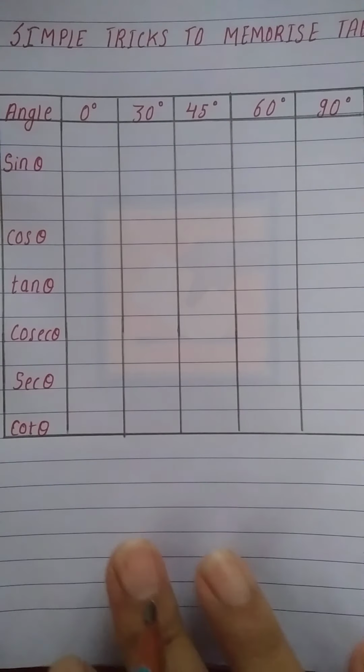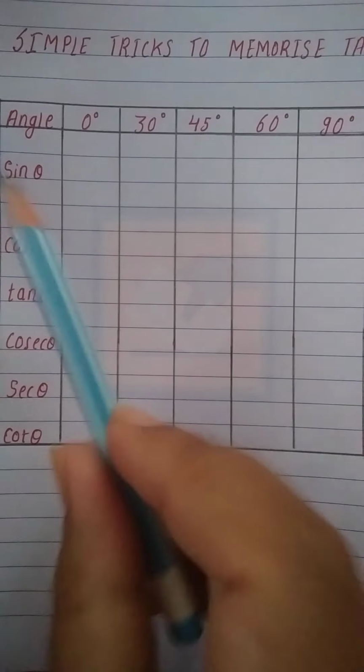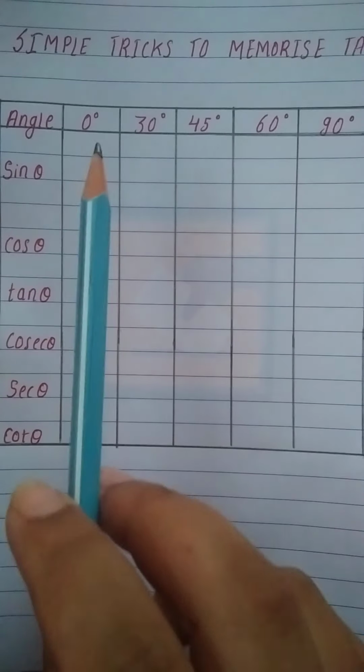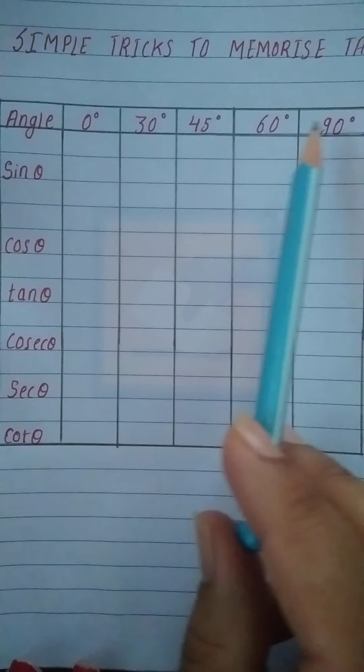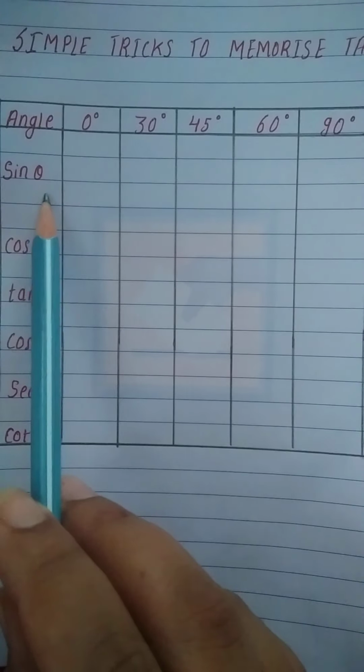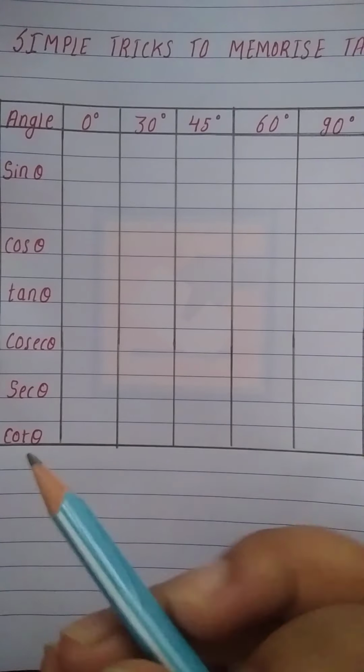So let's get ahead. First of all, I'm using a pencil so that it will be helpful for you. You can see here 0 degree, there are a total of 5 degrees I'm dealing with. So 0, 30, 45, 60 and 90. So sine, cos, tan, cosec, sec. I'm going to start with the sine.